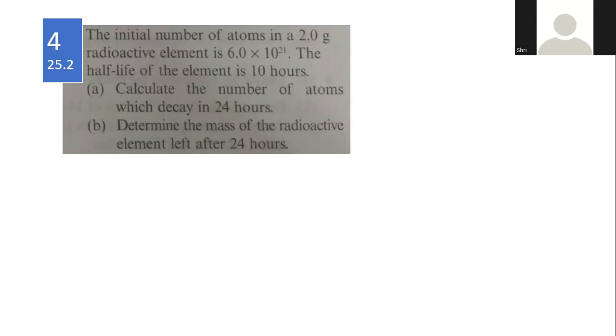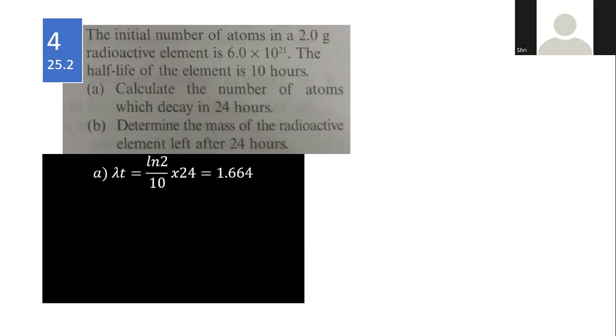Yep, what should I do? What formula should I use? What formula? N equals bracket 1 over 2 power x, N naught. Right. First thing you have to calculate is your lambda t.